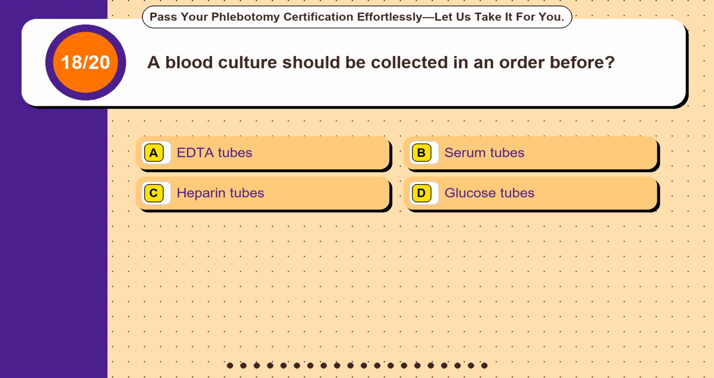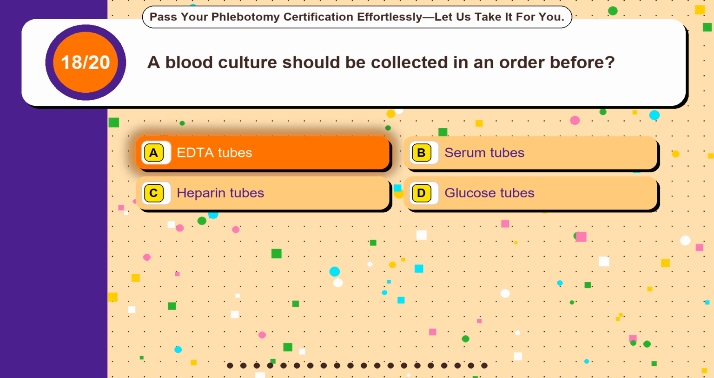Question 18. A blood culture should be collected in order before: Option A, EDTA tubes. Option B, serum tubes. Option C, heparin tubes. Option D, glucose tubes. The correct answer is option A, EDTA tubes.